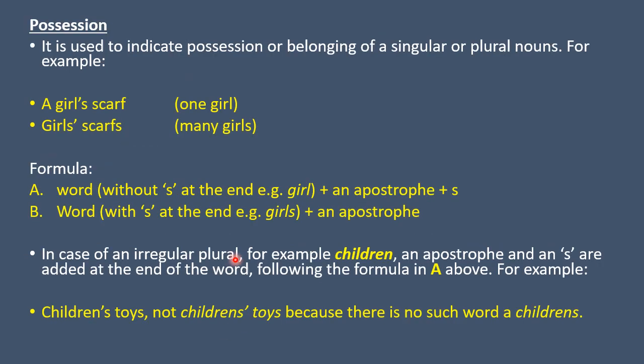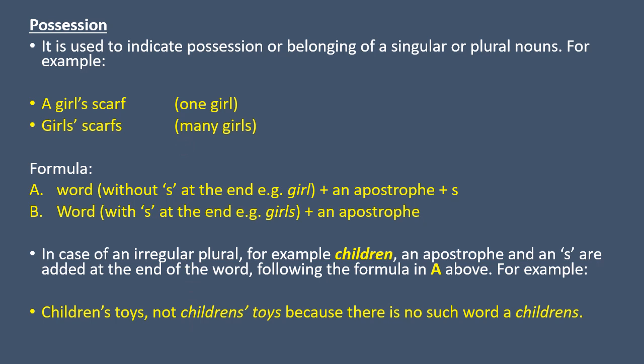Okay, the next feature that an apostrophe has is possession, or the next thing that it represents is possession. It is used to indicate possession or belonging of singular or plural nouns. For example, a girl's scarf, which is a girl, then an apostrophe, then an s, scarf, which means one girl. If it is girls' scarves, then it would be many girls.